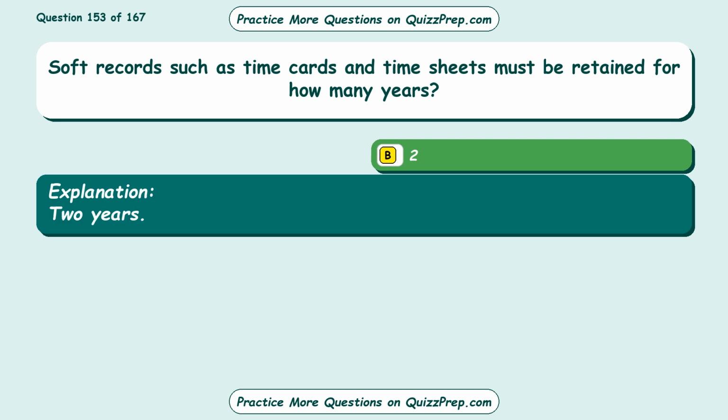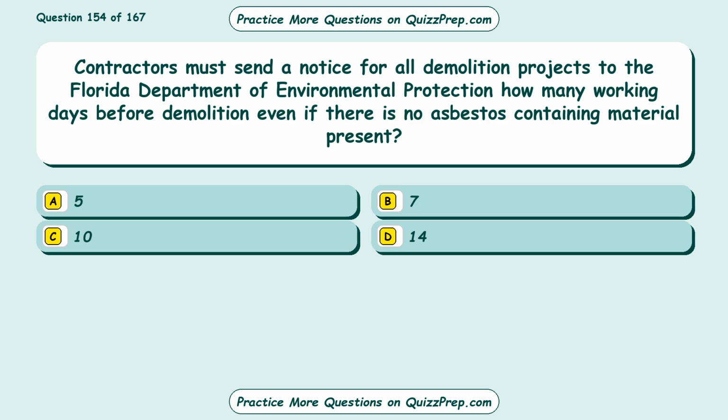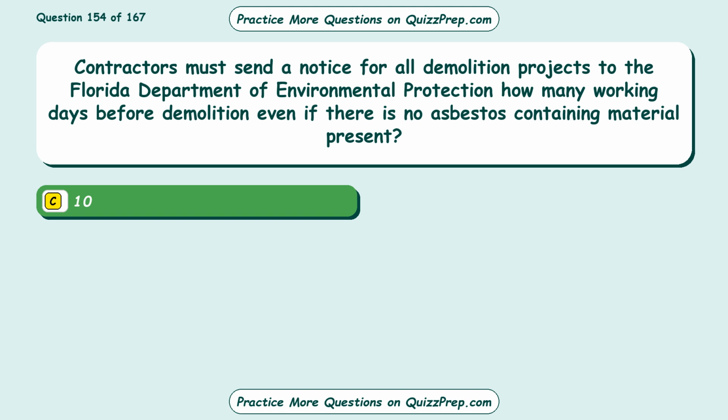2 years. Question 154. Contractors must send a notice for all demolition projects to the Florida Department of Environmental Protection how many working days before demolition even if there is no asbestos-containing material present? Option A, 5. Option B, 7. Option C, 10. Option D, 14. The correct answer is option C, 10.